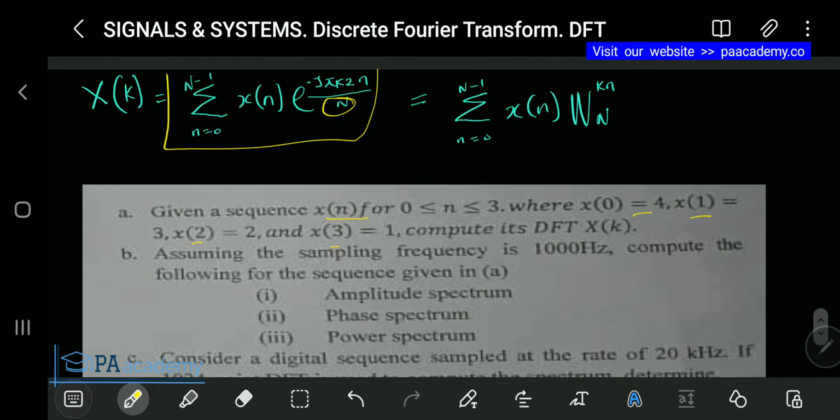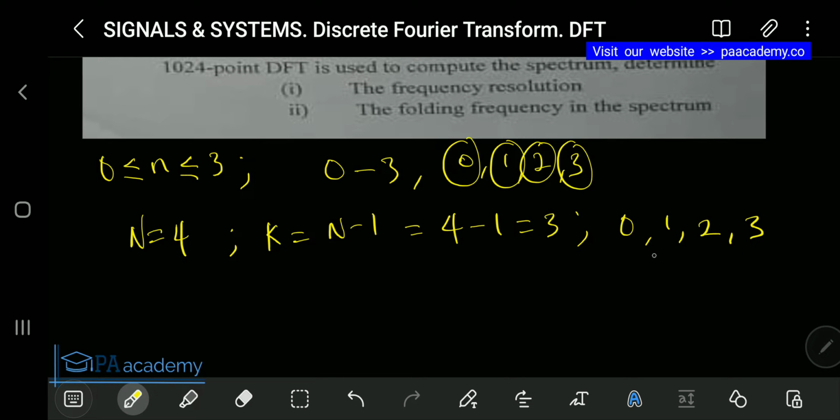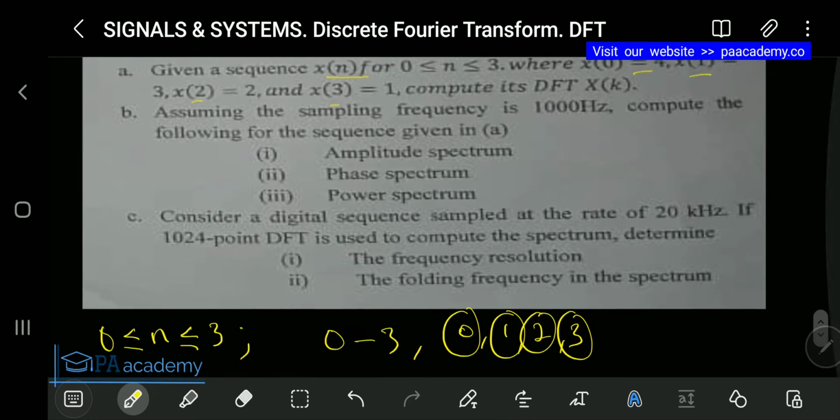Also, for us to get the value of k, k is N minus 1. So our k will be 4 minus 1, which is equal to 3. Since it is 3, our k will start from 0, because the value of k always starts from 0. So our k will be 0, 1, 2, 3. So take note of this.